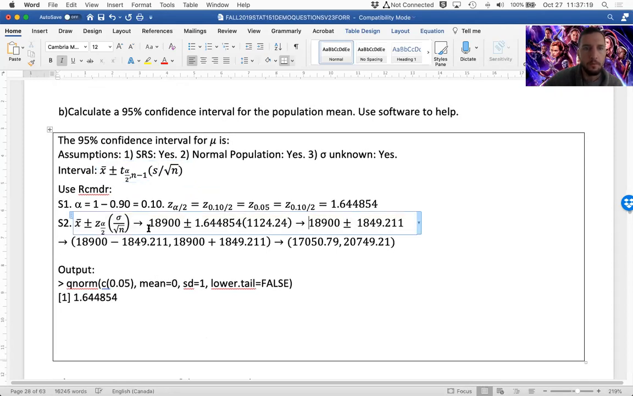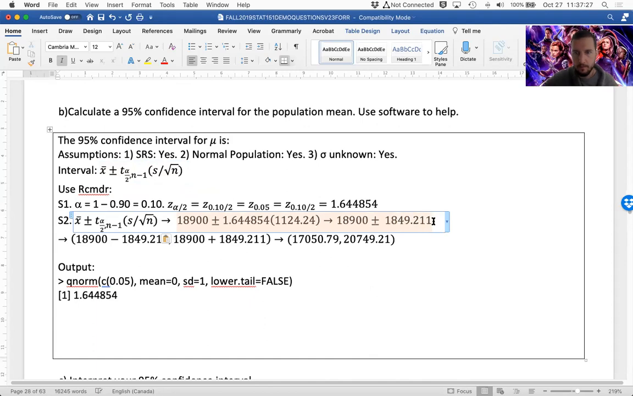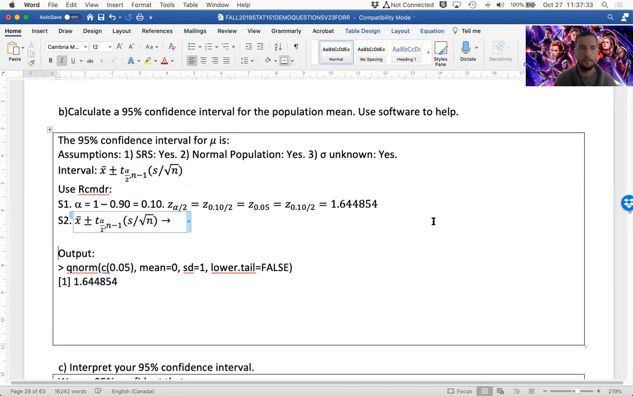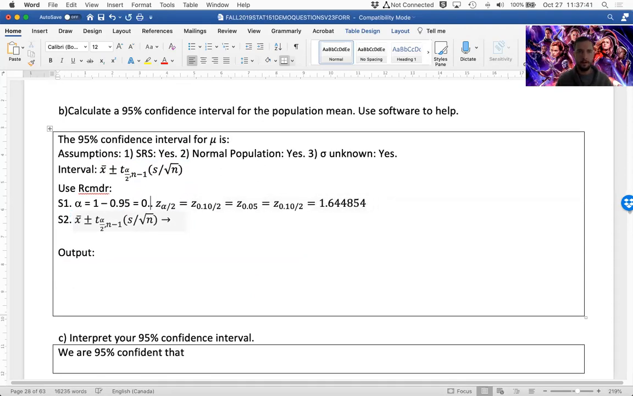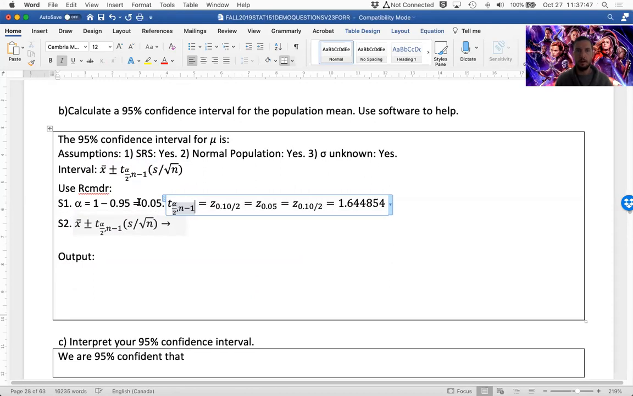Okay, so I'm just gonna copy and paste this part down here. And then I can delete this for now. Okay, so we have an alpha value of 1 minus 0.95, which is 0.05. Here we have a t on alpha over 2, n minus 1, which is a t on 0.05 over 2 and 1,280 minus 1.